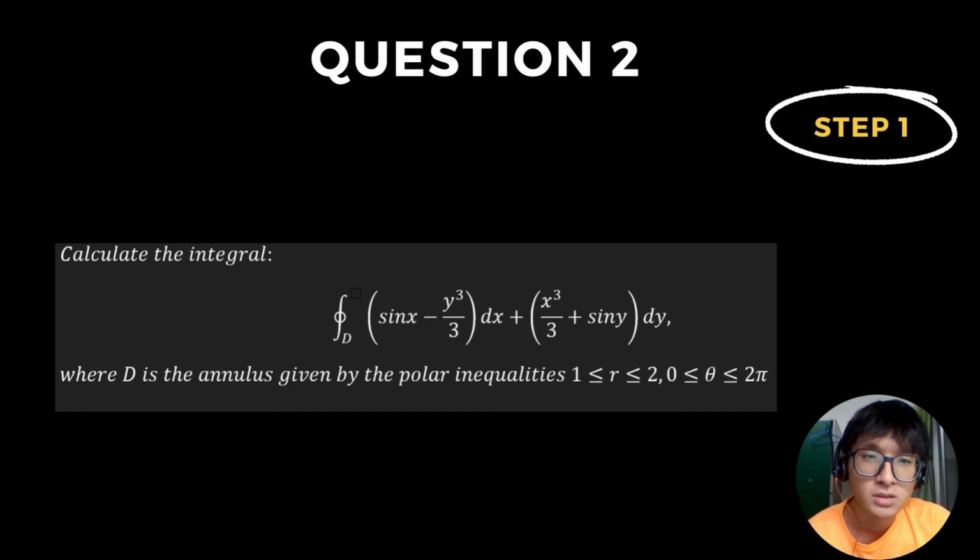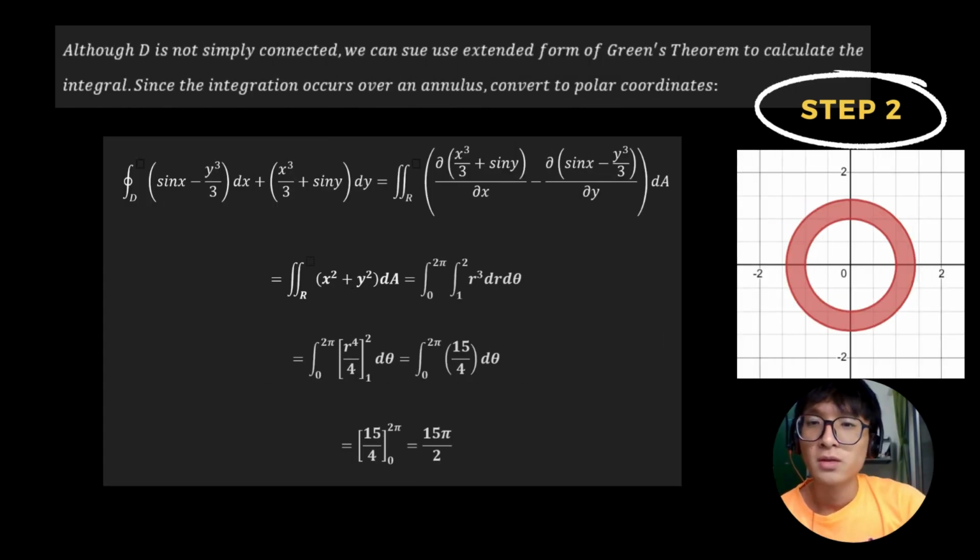From the word annulus and inequalities, we can identify that the graph is a hollow circle with a radius of 2 and a radius of 1. As you can see, this is the graph we drew using the Desmos app. Although D is not simply connected, you can still use the extended form of Green's theorem to calculate the integral, since the integration occurs over an annulus.